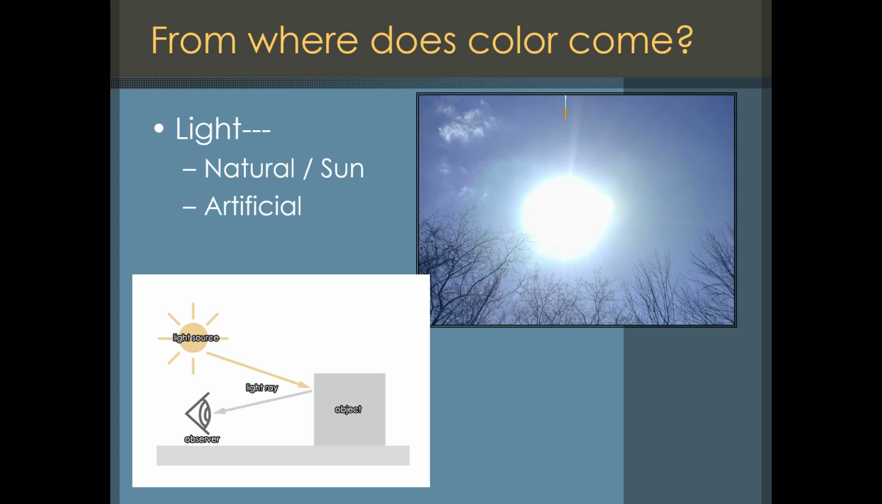Basics are, where does color come from? It comes from light. We need light to actually see color, whether it's natural from the sun or artificial from an indoor light source. If you have no light, you can see no color.